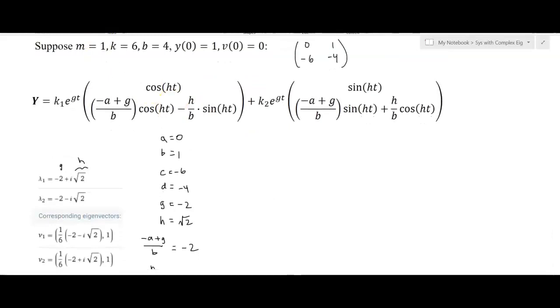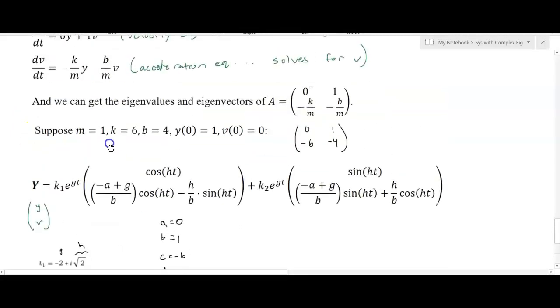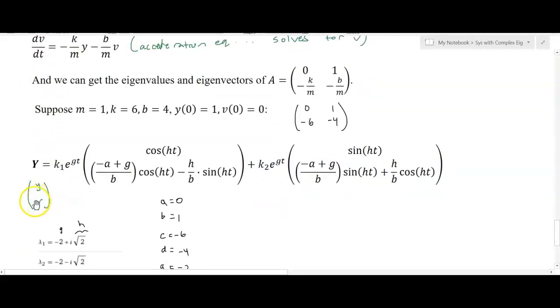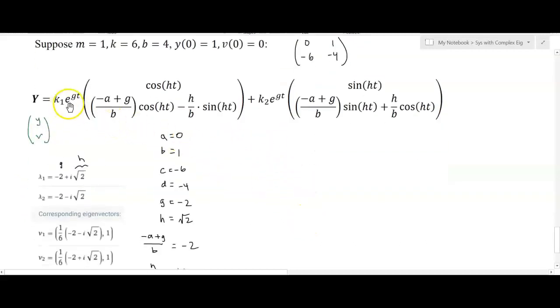Now let's remember that what's inside of this y vector at this moment is the position and the velocity. The reason that is the case is because our equations are dy/dt and dv/dt, so what we'll solve for is position and velocity. Now it turns out that this second equation, velocity, is not going to be very useful in terms of graphing it. It's just going to really be the derivative of the y equation.